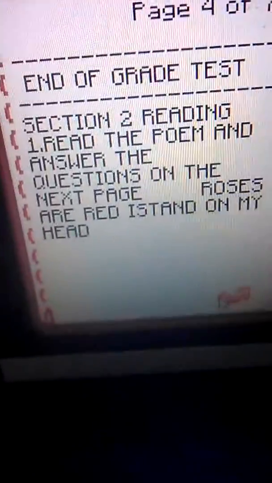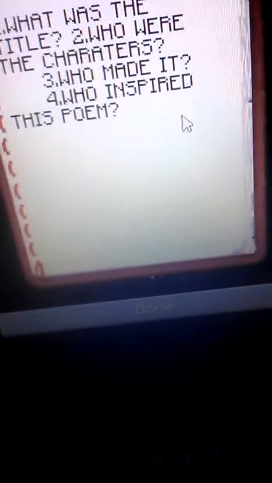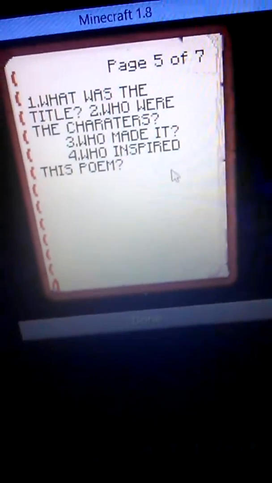Section 2, reading. 1, read the poem and answer the questions on next page. Here's the poem. Roses are red. I stand on my head. 1, who was it? What was the title? There's no title! 2, who are the characters? It's a poem. There's not supposed to be characters. Who made it? 3, crap. Crap made it. 4, who inspired this poem? How many of you read the Big Nate book? Have any of you read Nate book, the second book? That's what it came from Francis. Whatever.